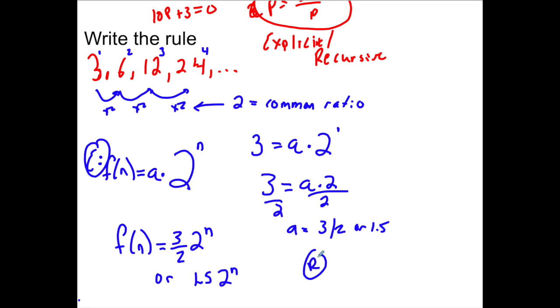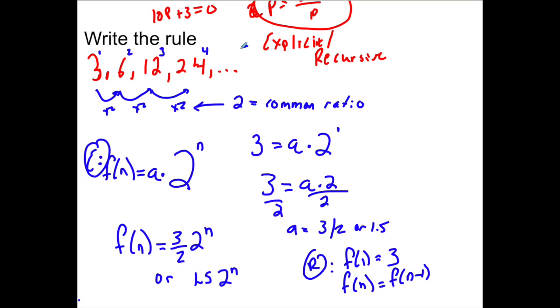For the recursive, we have to talk first. What's the first term? The first term is 3. And then to get every other term, remember, this is what they all look like. What do we do to get from term to term? To get to the second term from the first term, we multiply by 2. To get from the second term to the third term, we multiply by 2. To get from the third term to the fourth term, we multiply by 2.